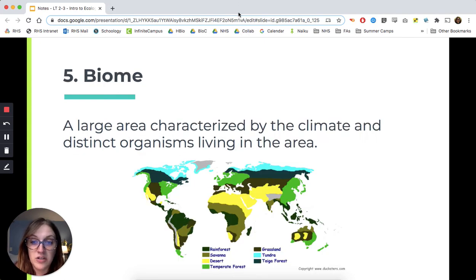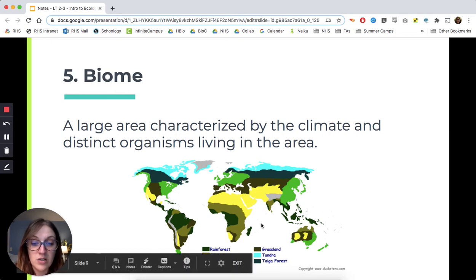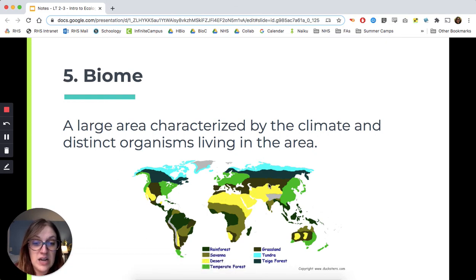Biome is a large area characterized by the climate and distinct organisms living in the area. So if you take a look at the colors here, you can see that we've been talking a little bit about the savanna, which is basically shaded in yellow. And there are multiple savannas all over the world. We've got savanna in Africa, savanna in the Middle East, and we've got, or I guess this is technically desert that I'm looking at. Sorry, let's take a look at this color here.